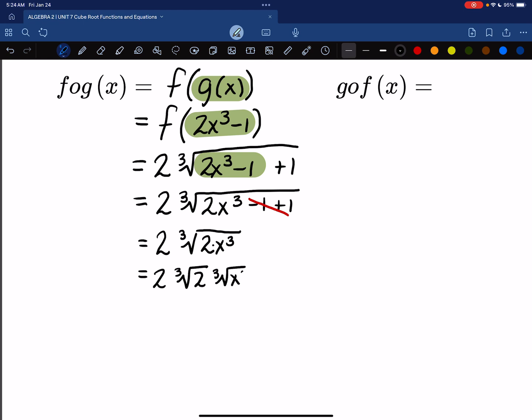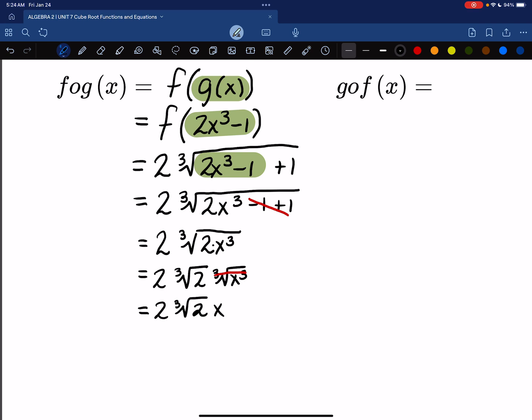Now, the cube root of x cubed does cancel out, but the cube root of 2 is not a nice integer value. There's not a nice integer number that I multiply 3 times and get 2. So I actually can't simplify that part. So what I'm left with is this. Yikes.